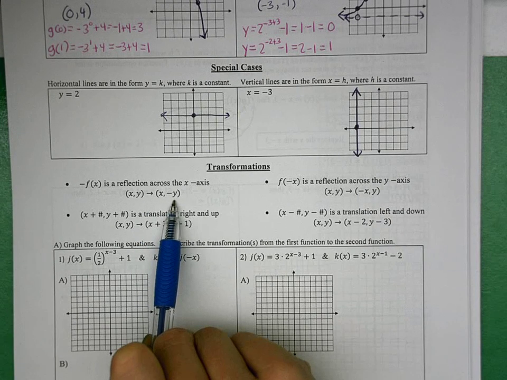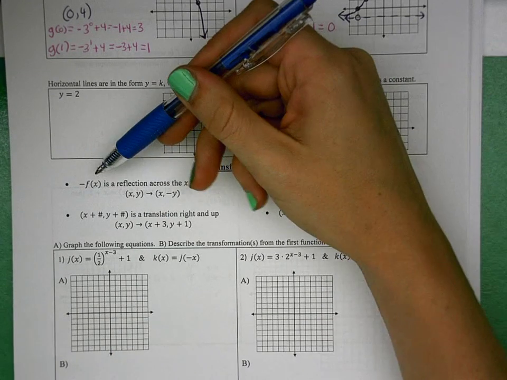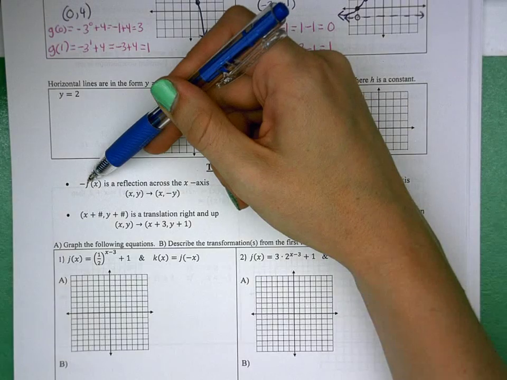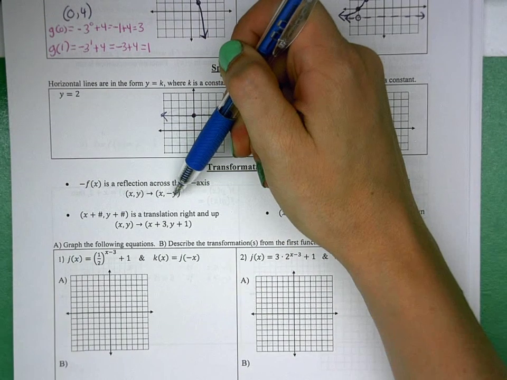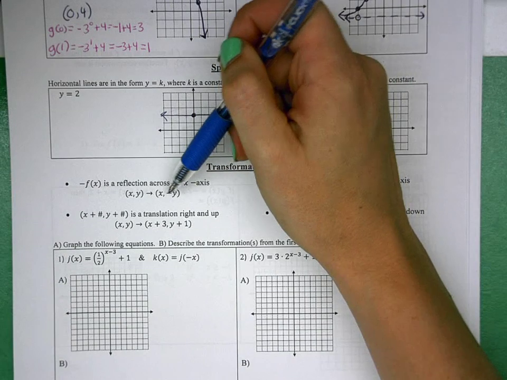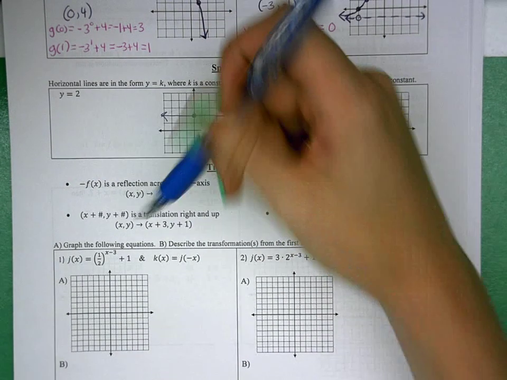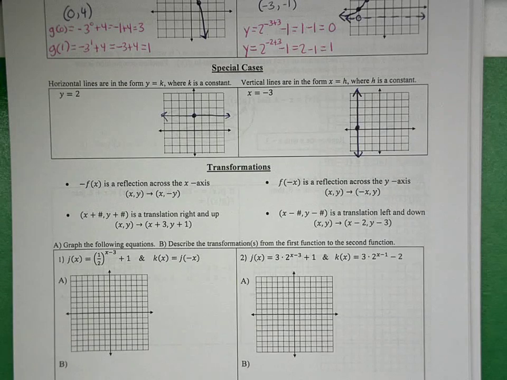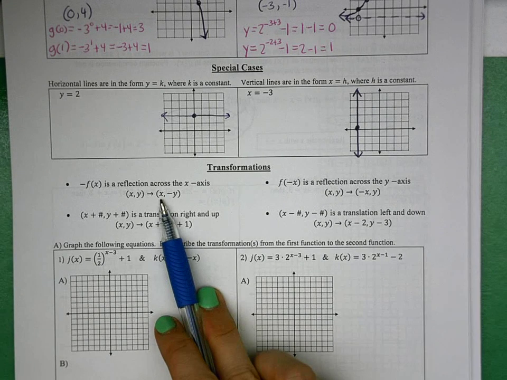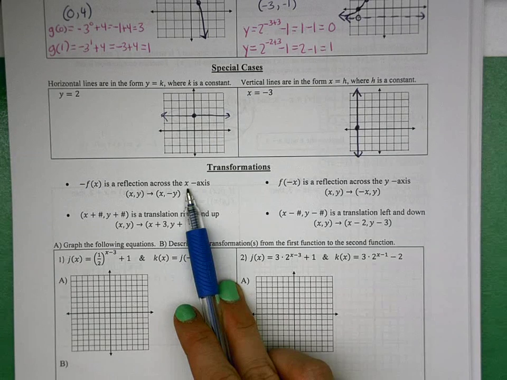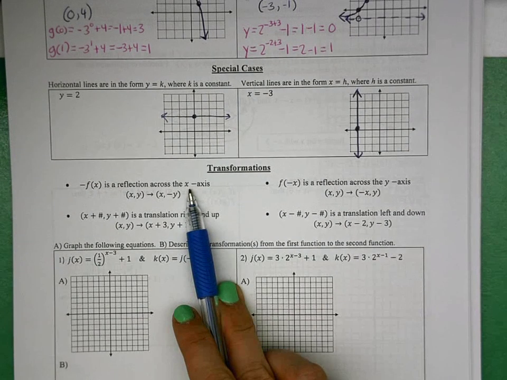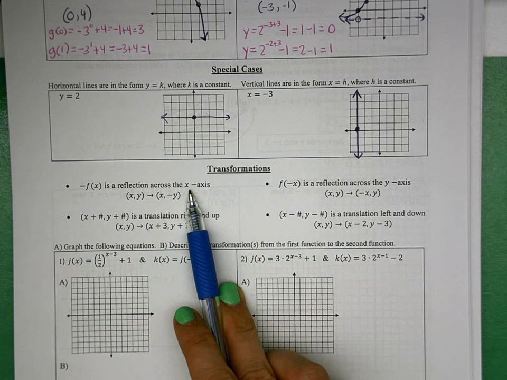The reason that we have negative f of x, or negative y, when we are reflecting across the x-axis is because the x is not going to be changing. I'm reflecting over the x-axis. That's my focus, that's my anchor point of sorts. And so x has to stay the same because the x-axis is my line of reflection. So y is going to be the thing that changes sign.